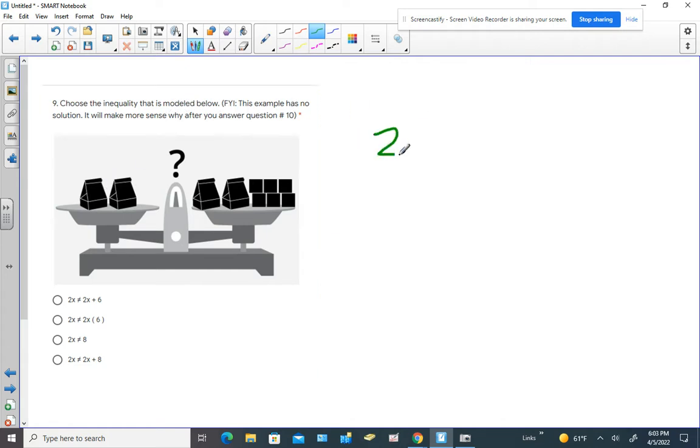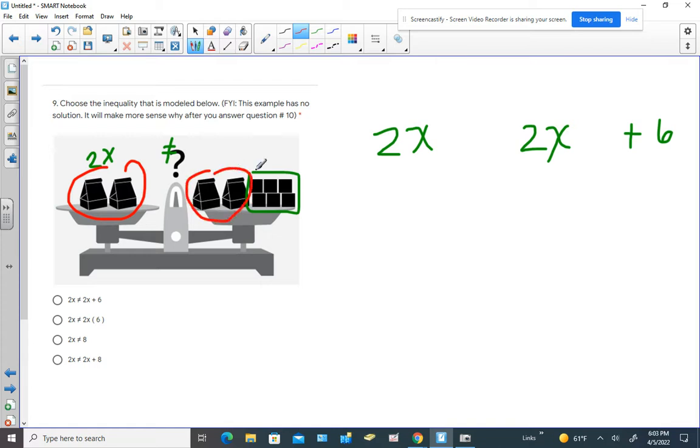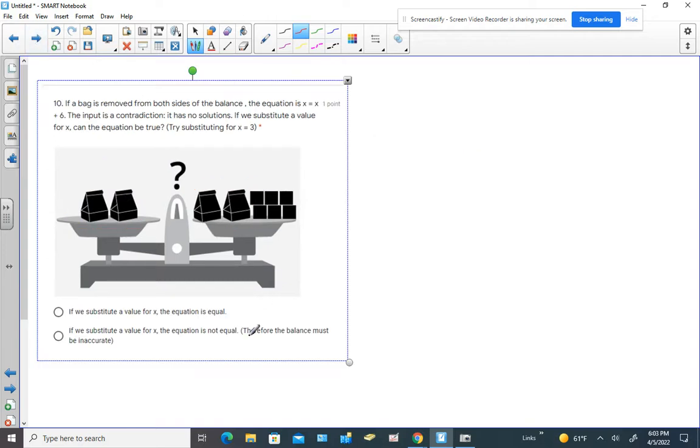So here we have 2x. That's represented here. And we're going to show that they're not equal. Over here we also have 2x, and we're adding 6 to it. Now if we're adding 6 to it, right, shouldn't it be balanced if we just have this with this? It would be balanced if we have that. So the fact that we're adding 6 to this side of the equation means that this side should be going down, this side should be going up. It would be unbalanced.